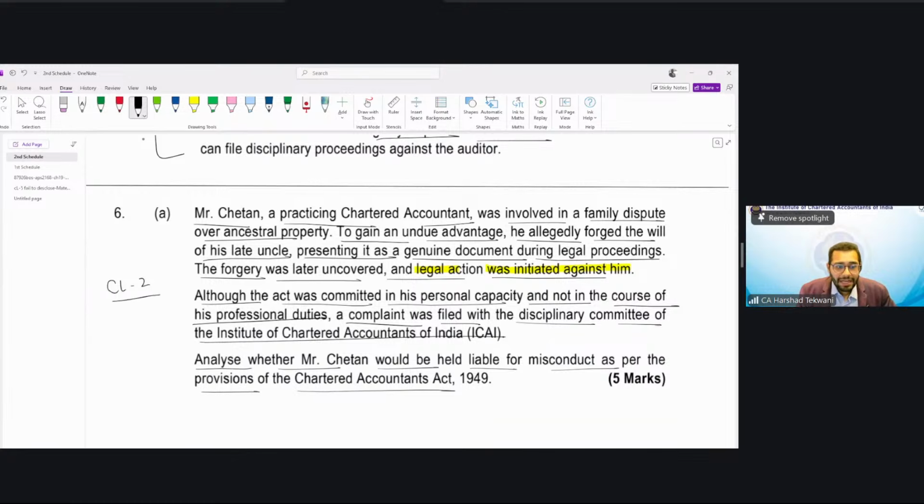And he will be held guilty of, never write professional misconduct, other misconduct. Sometimes students in flow write, as per clause 2, part 4 of the first schedule of the Chartered Accountants Act, Mr. Chetan would be held guilty of professional misconduct. Then you are wrong over there because it's an other misconduct. So you have to be mindful of that small detail, that it's an other misconduct, not a professional misconduct.